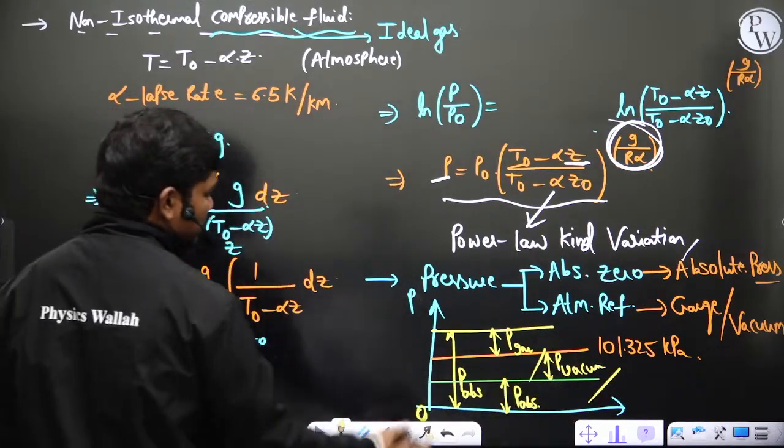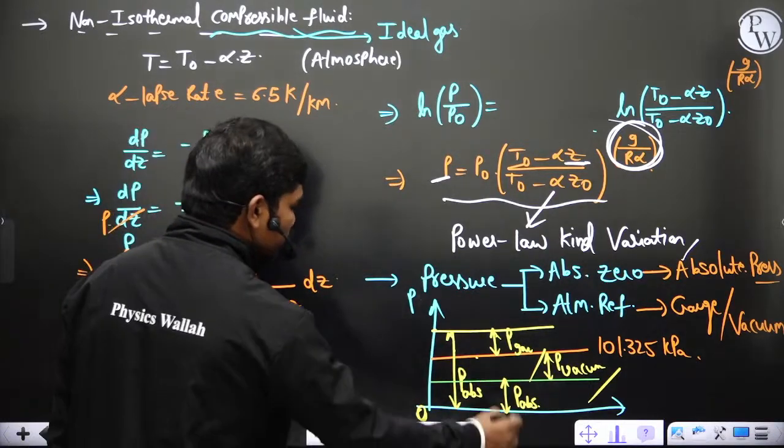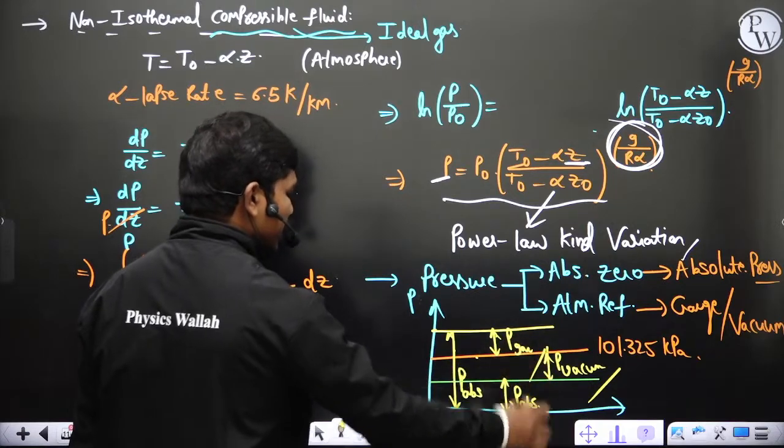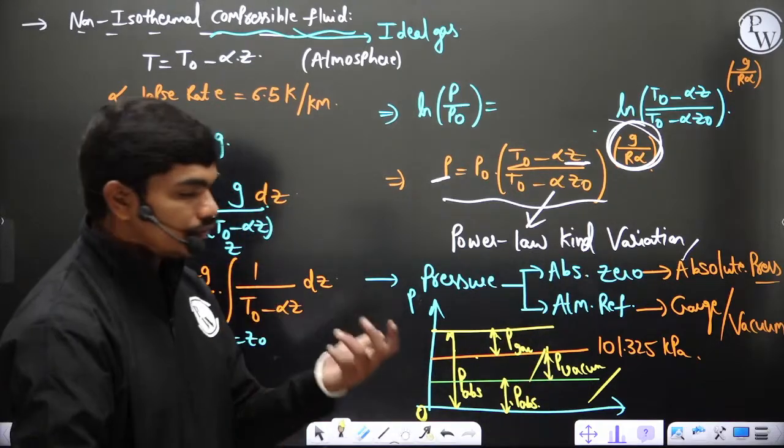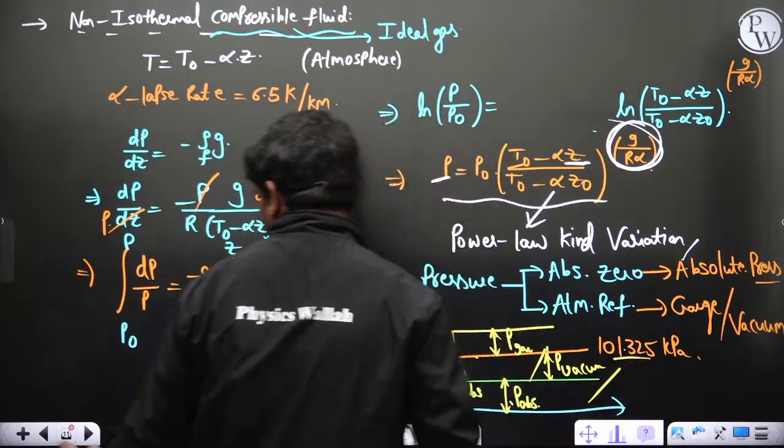And you know the equations. In case of gauge pressures, P absolute is equal to P atm plus P gauge. In case of vacuum pressures, P absolute is equal to P atm minus P vacuum. Simple, if you do subtraction, you will get it. And how this 101.35 comes, we'll see in pressure measurement devices.